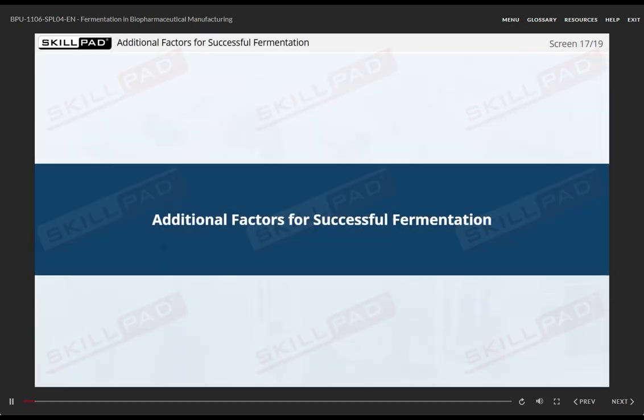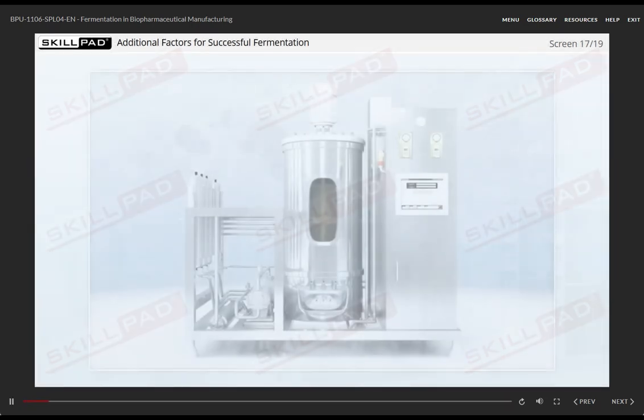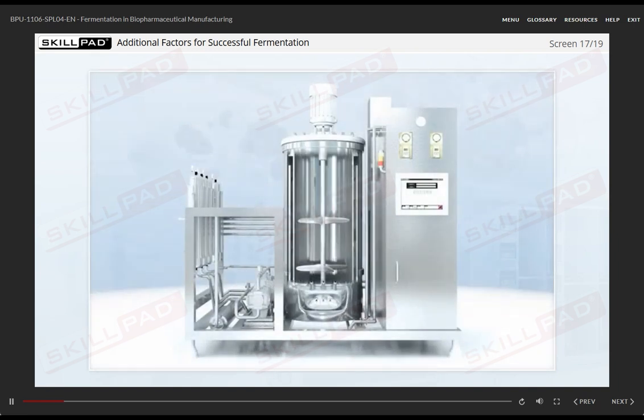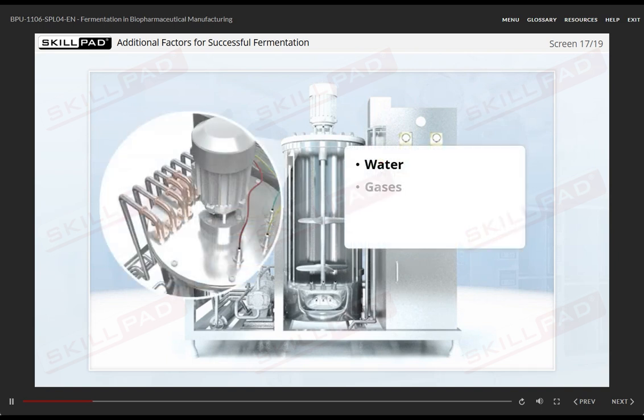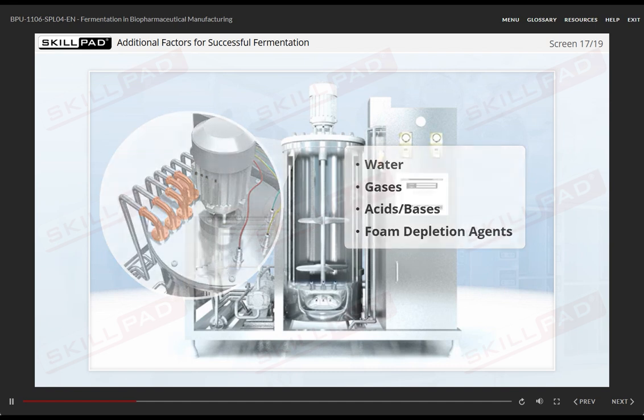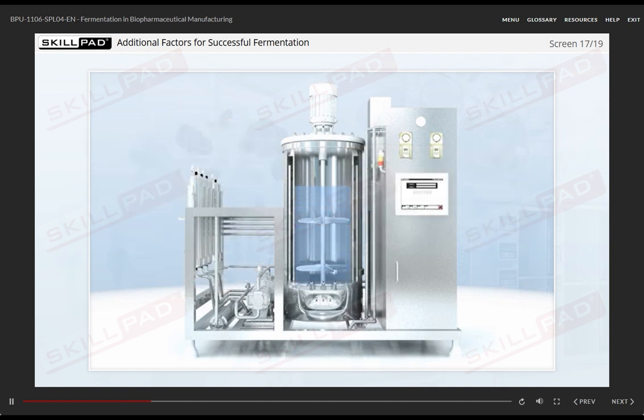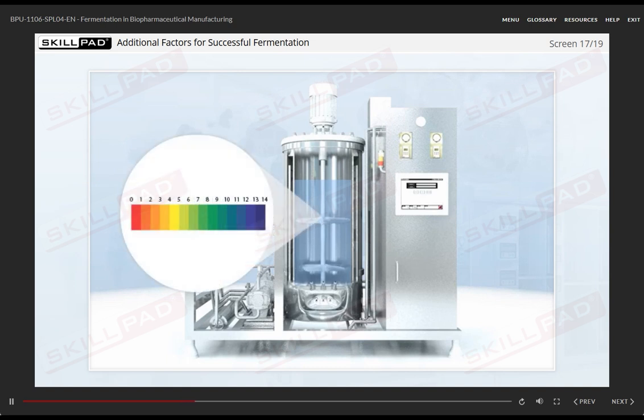Additional factors for successful fermentation. Apart from sterile media and equipment, there are additional factors that must be considered to ensure optimal fermentation. Water, gases such as air or oxygen, acids and bases for pH adjustment, and foam depletion agents may need to be added. Oxygen is supplied by filtering air, and sometimes carbon dioxide is supplied, depending on the nature of the fermentation. pH is usually controlled by the addition of phosphoric acid, which decreases the pH, or the addition of sodium hydroxide, which increases the pH.